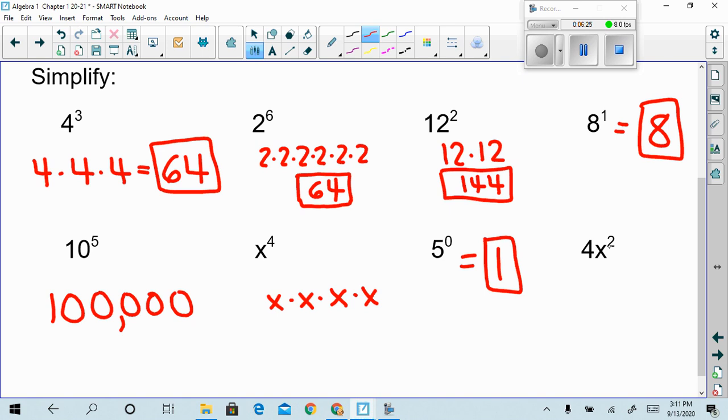Now the last one here says 4 times x times x. Now the reason why I threw this one in was simply because I wanted you to be aware that this is 4 times x squared. It's not 4 times x, squared. We're going to do a problem in a moment, so I'm sort of giving a little preview of what's to come.